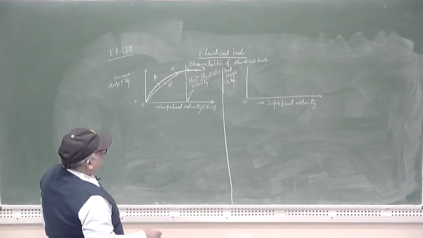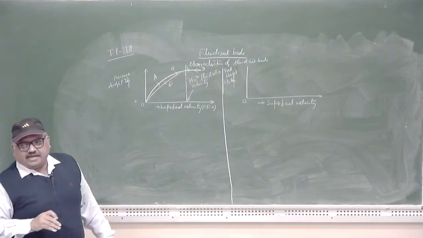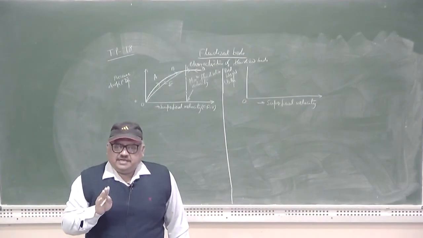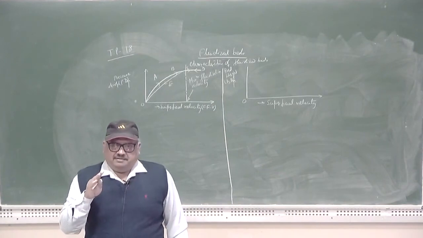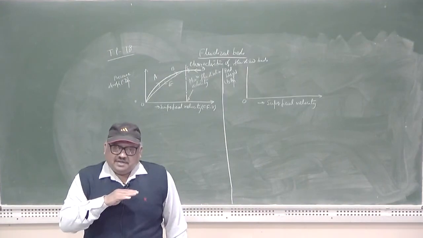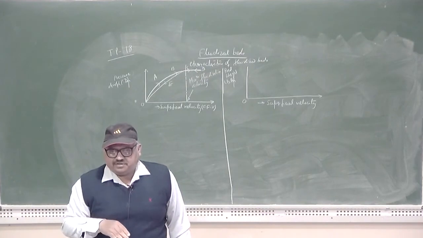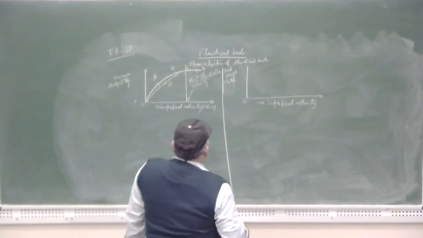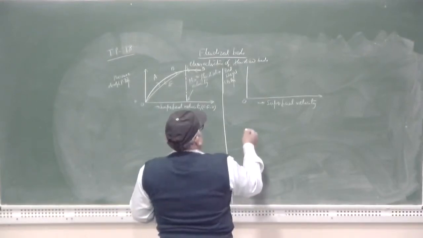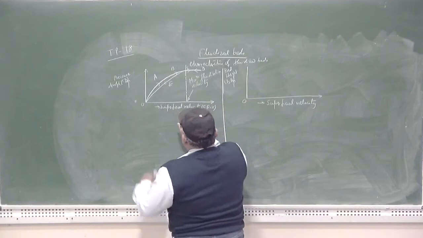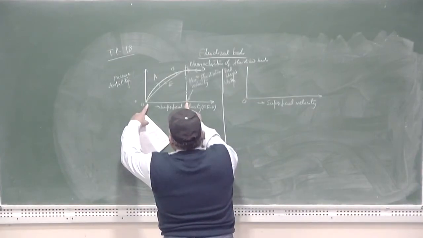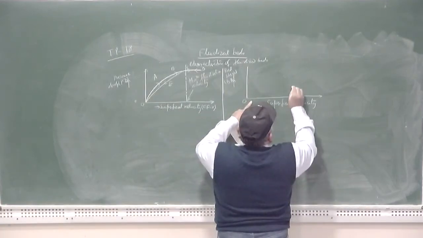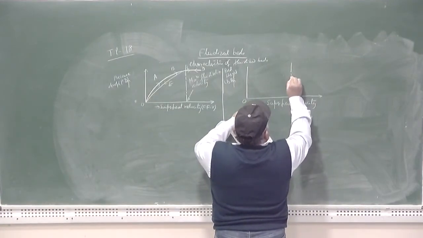In the second diagram, we intend to study the change in the bed height as we increase the superficial velocity from 0 to maximum. So, in that case, let us suppose this is the superficial velocity at which the minimum fluidization velocity is occurring. So, let us suppose this is the corresponding point.